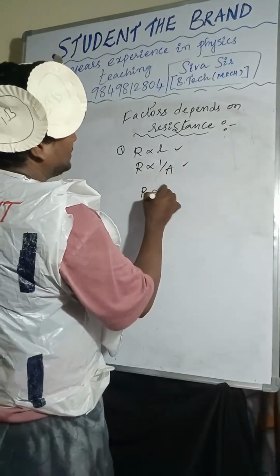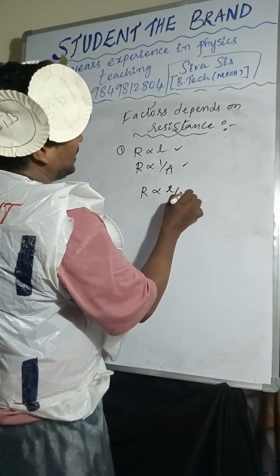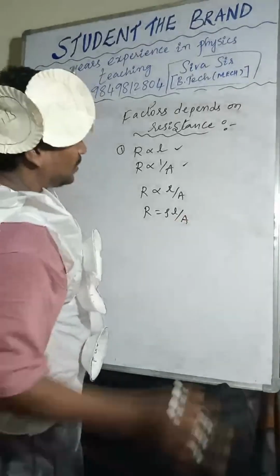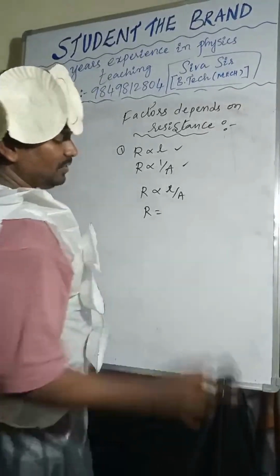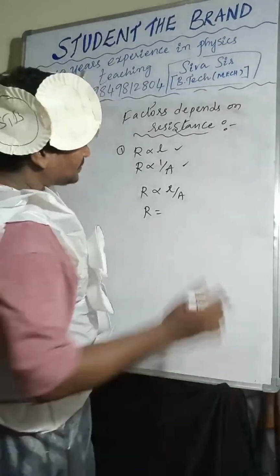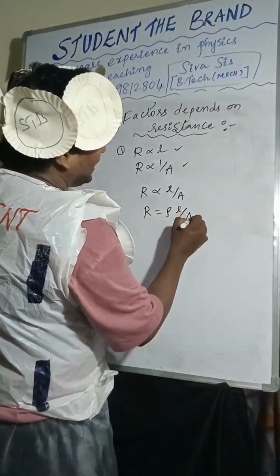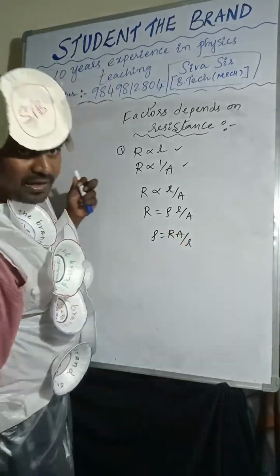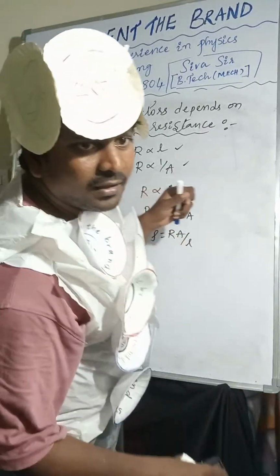So R is directly proportional to L by A. So R equal to rho into L by A. So rho equal to RA by L.